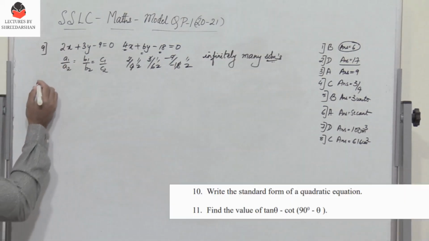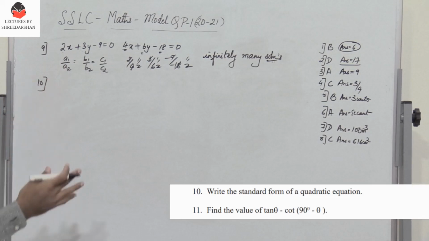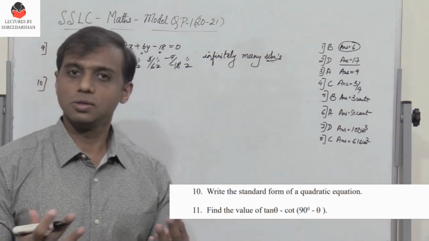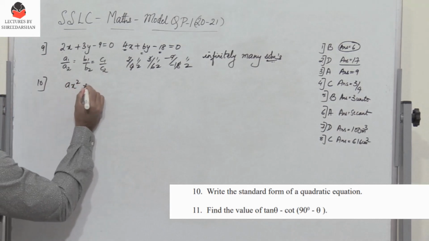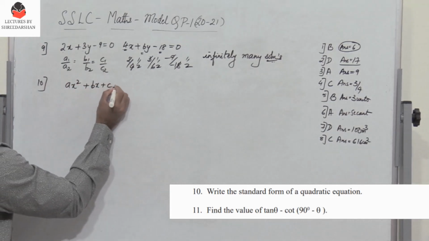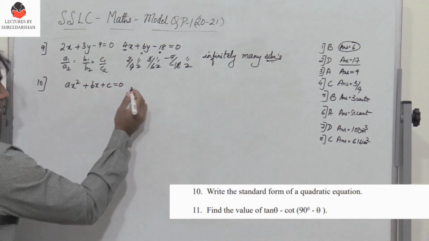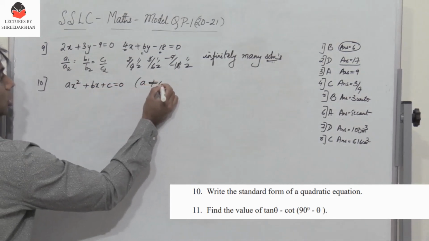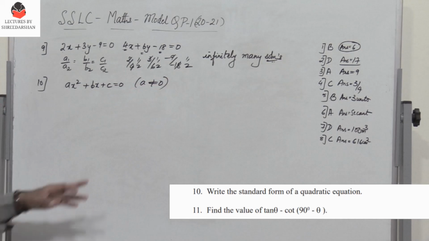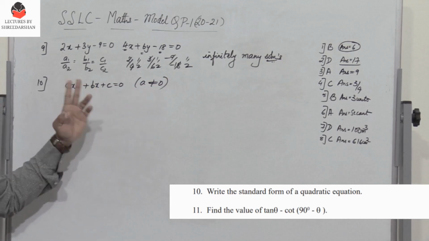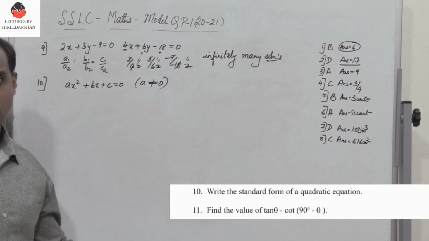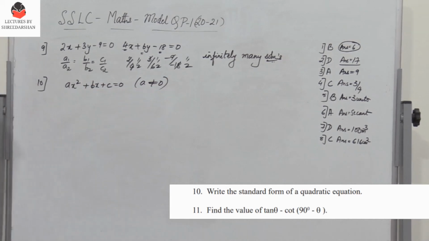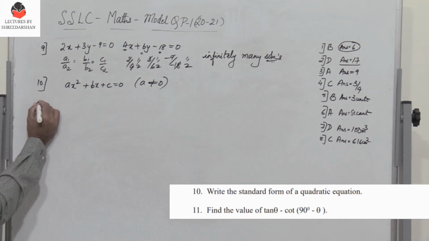So moving on to the 10th one, write the standard form of the quadratic equation. So the standard form of the quadratic equation is of course ax square plus bx plus c equal to 0. But do not forget the condition where a should not be equal to 0. Right? So if a is equal to 0, then we don't have the quadratic equation standard form. So do not forget to write that a should not be equal to 0. So let's move on to the next one, 11th one.